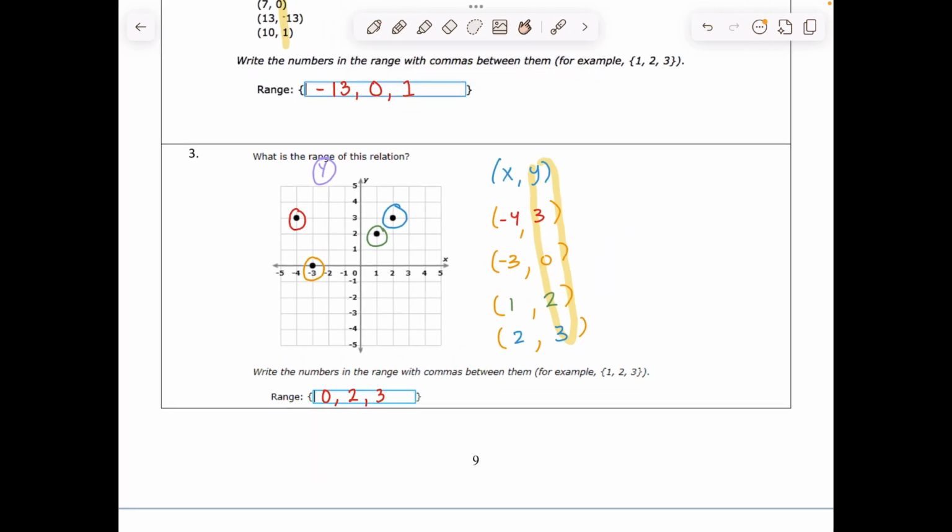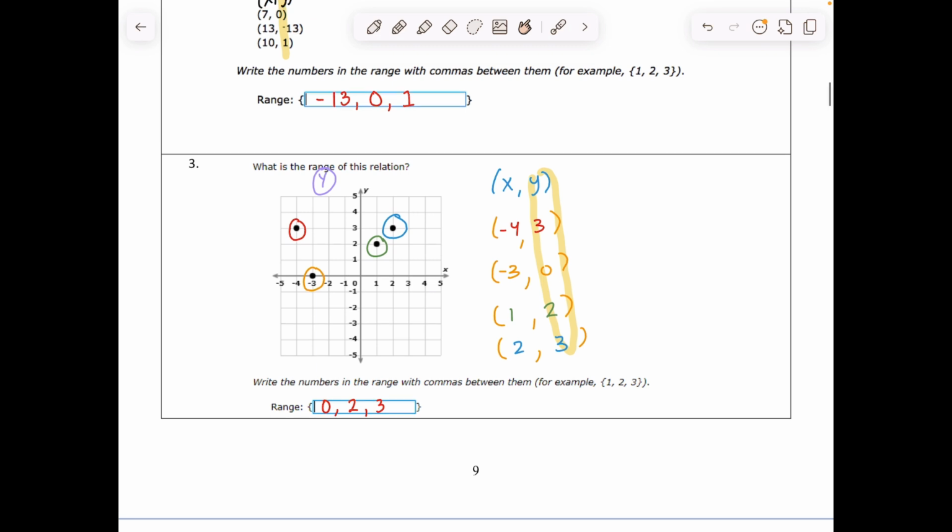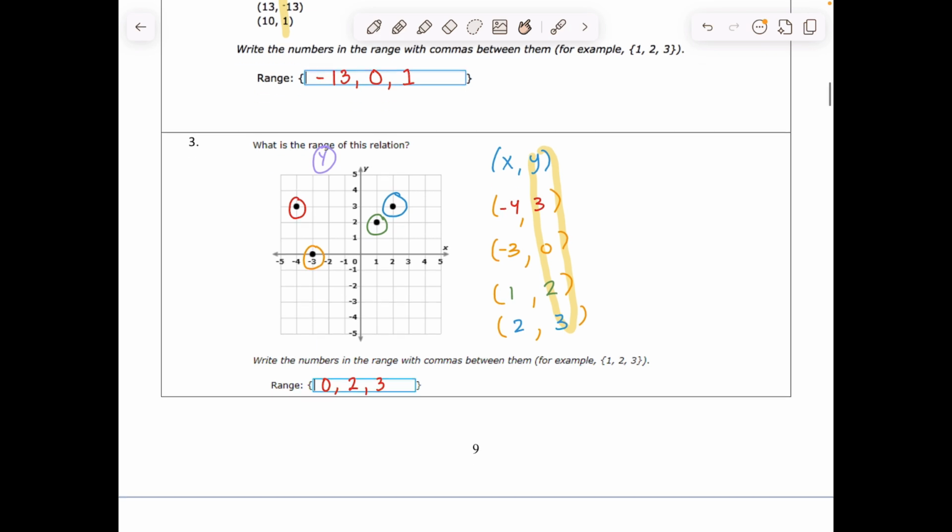That's something that I would be strict on. You should not list it 2 times. And again, they should be in order, so I'd like you to get in the habit of that. And that's the idea. So domain is x, range is y.